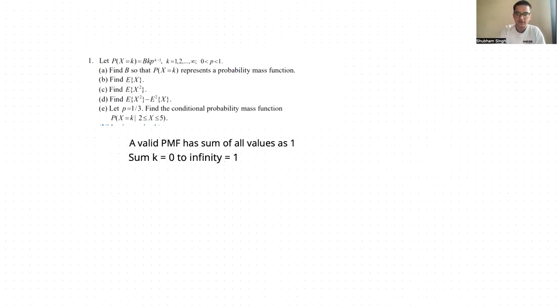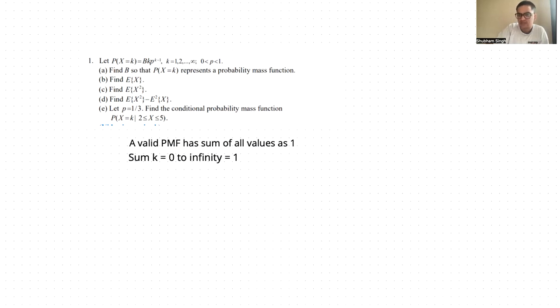Hello everybody. Today we are solving another probability question that has the following probability distribution. For every x equal to k, the probability is given as b into k p raised to k minus 1, where k is all positive integers and p is a value that ranges between 0 and 1. We need to solve the following questions related to that. The first question is: find b so that P(X = k) represents a probability mass function.